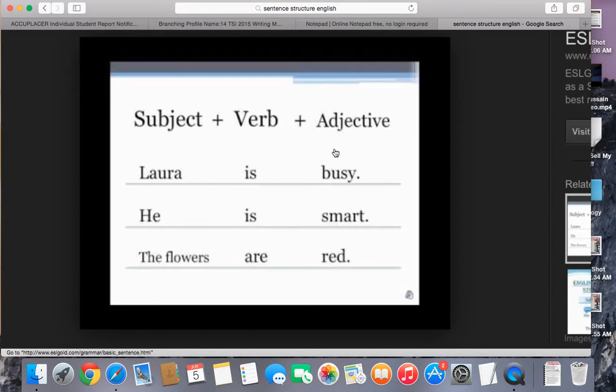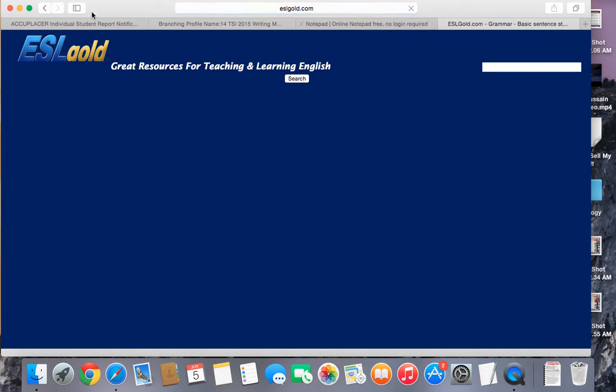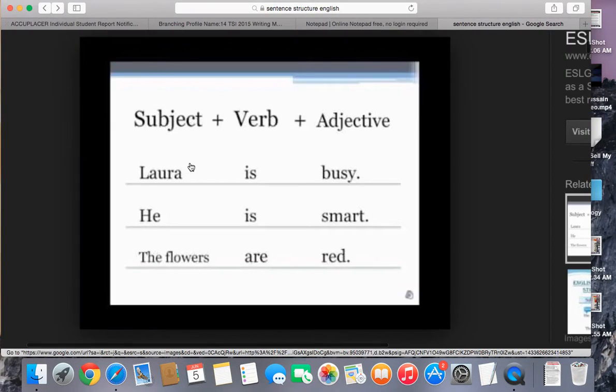Then you have the adjective. The adjective is like, what is she doing? The flowers are what? He is what? Laura is what? Use this phrase: is what? Are what? So if you want to try to find the adjective, you want to take the verb and put "what" at the end. Is what, are what. Anyways, let's get back to the topic.